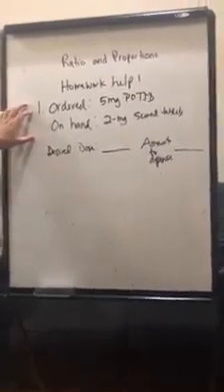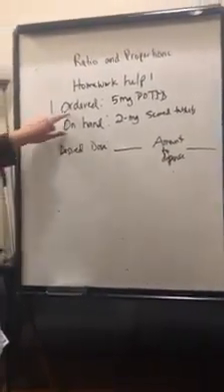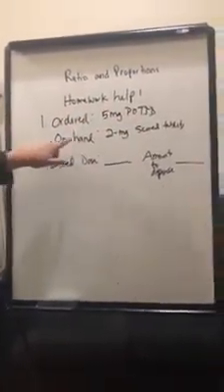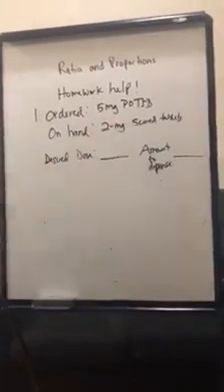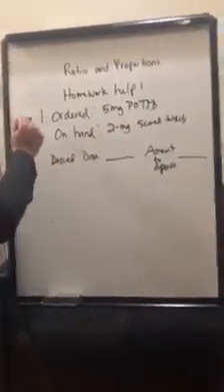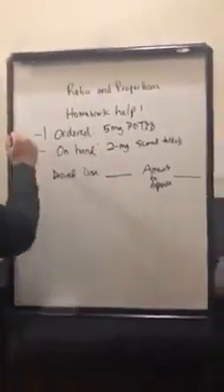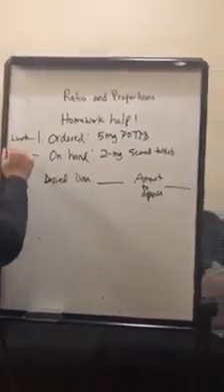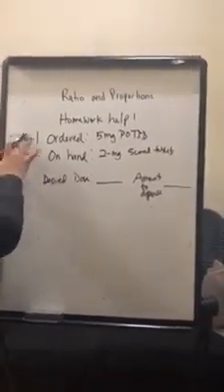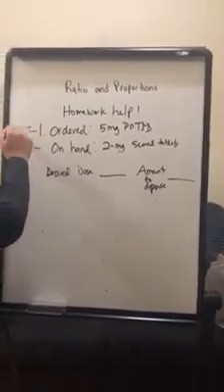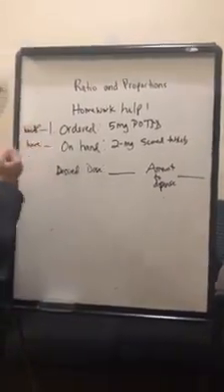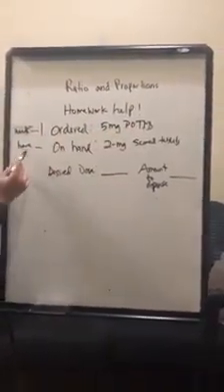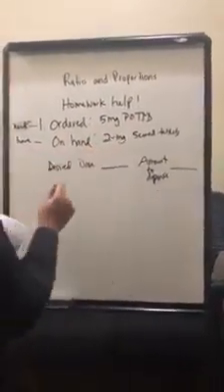is number 1. It says ordered 5 milligrams by mouth TID, and on hand is 2 milligrams scored tablets. Ordered is what the doctor wants, and on hand is what we have. Or I should say needs, since I've been using that verbiage. Needs, have. So the doctor ordered 5 milligrams by mouth 3 times a day, but what we have on hand is 2 milligrams scored tablets.